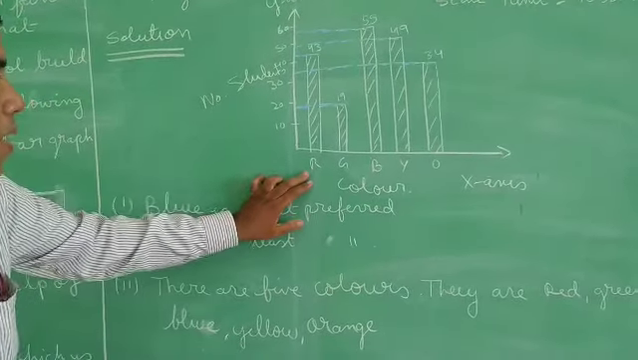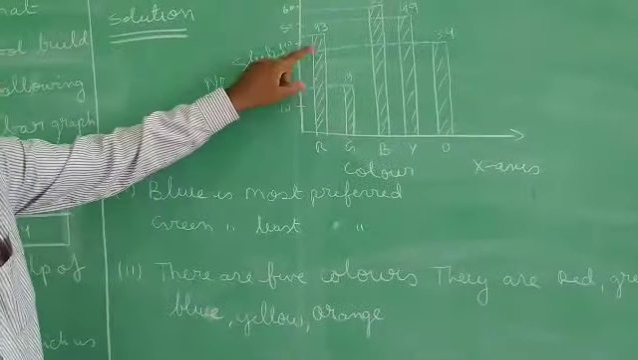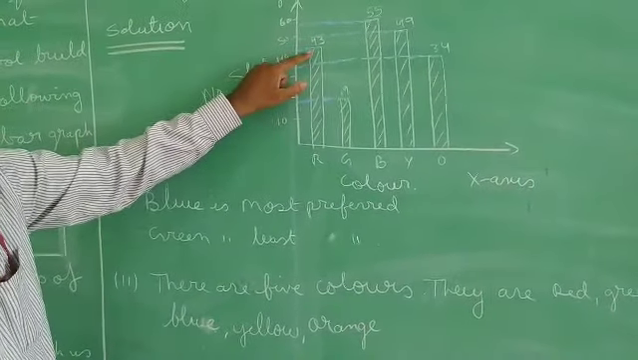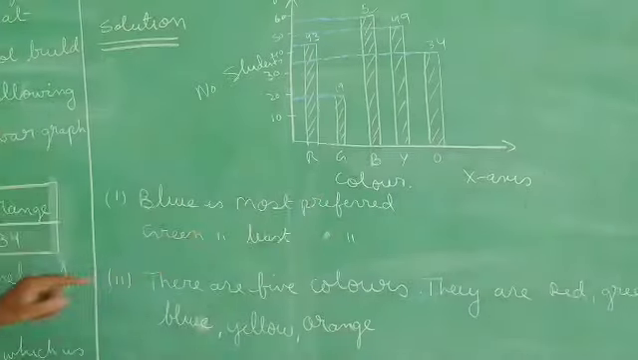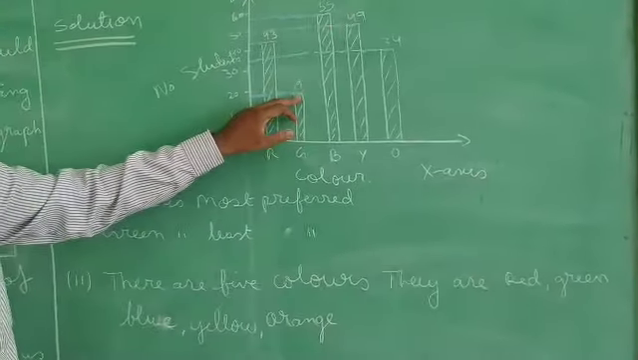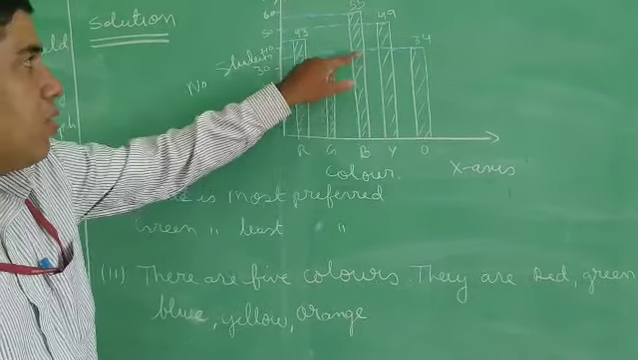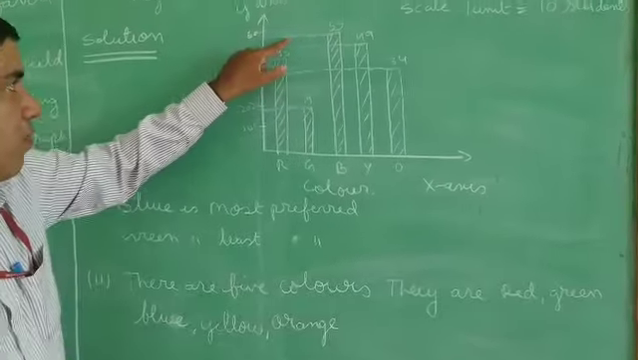Now red, how many are there? You can see in the table it is 43, so I have taken the height till 43 right here. Now green, how many are there? 19, so I have taken till 19. I wrote the number up here so you can see easily. Blue, how many are there? 55. You can see I have taken 55.